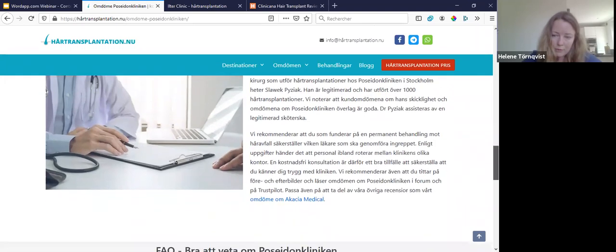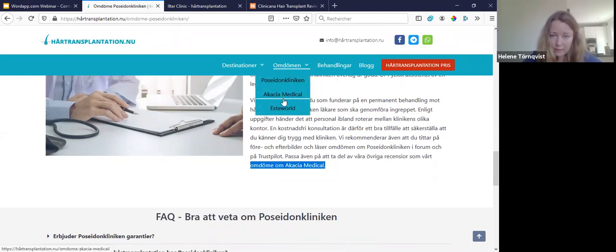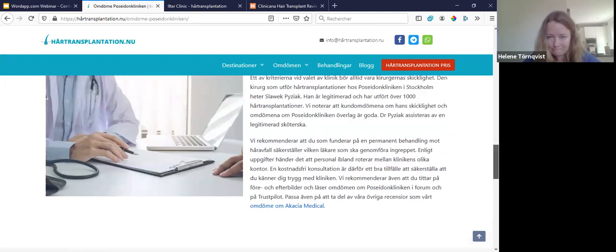Here I have also, this is very important, a cross-link to one of my other clinics, Acacia Medical. We're going to cross-link in between all the clinics. Every clinic is going to have at least one link in another text. This is for the famous spider to crawl, and also so the page gets indexed fast in Google, so Google can actually find it and what it's about.